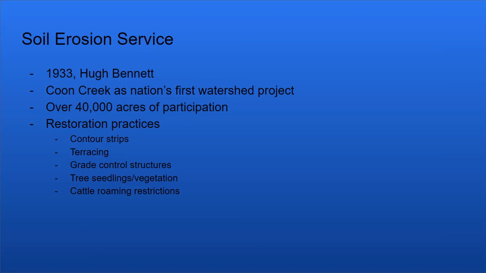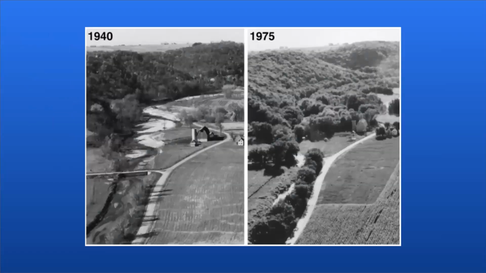Bennett had campaigned heavily for help, and when he was nominated to lead this service, he chose the Coon Creek Watershed as the first demonstration project for erosion control. Many of the conservation practices that were implemented by Bennett are actually still used today for erosion control. Some of those include contour strips, terraces, diversions, grade control structures, and one of the key pieces was vegetation restoration. Over 500,000 tree seedlings were planted, and you can see the effect that it had on the landscapes.